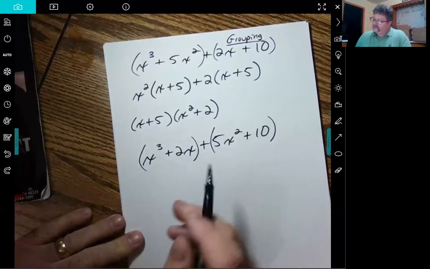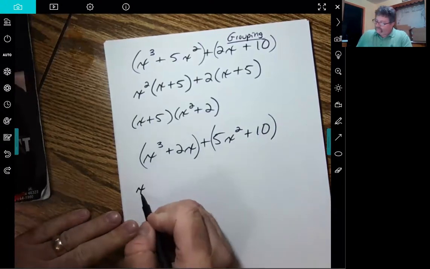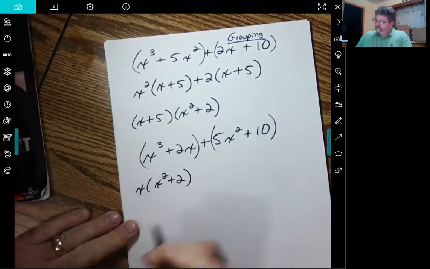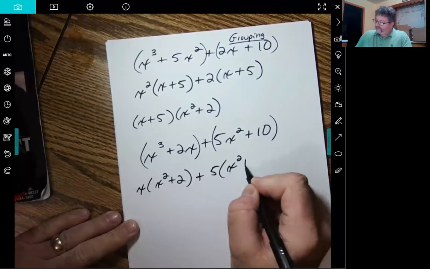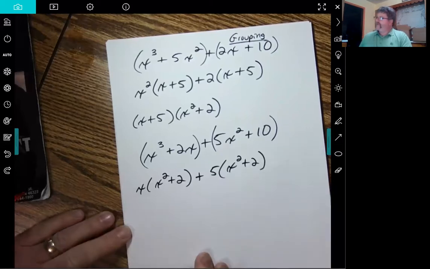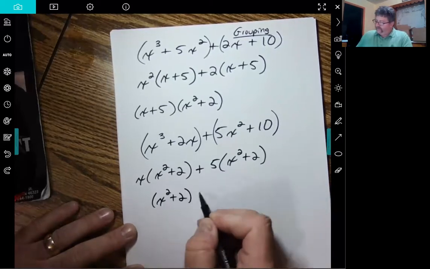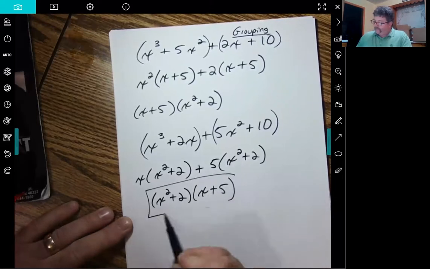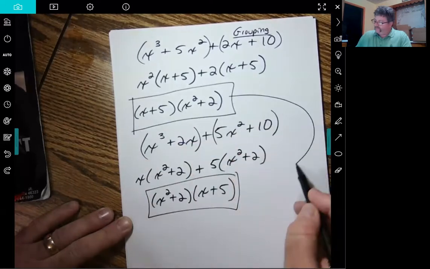Let's find out. If I factor here, what do I have in common? I have an x, and that leaves me with an x squared plus 2. Over here, what's in common? A 5, and that leaves me with an x squared plus 2. Well, what's common now? X squared plus 2, leaving me with an x plus 5. And if you compare this and that, they are indeed the same, are they not?